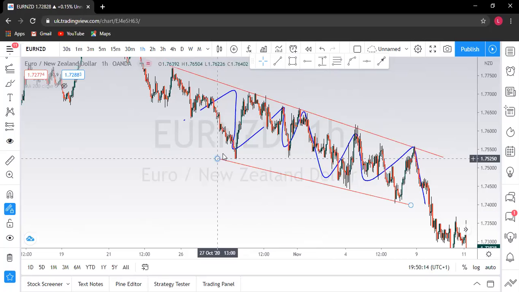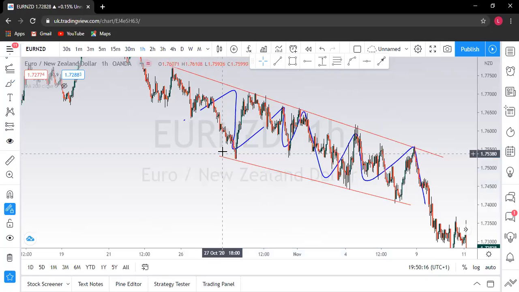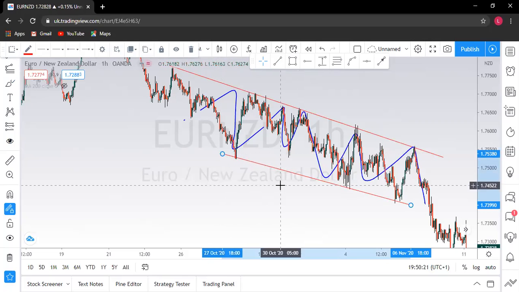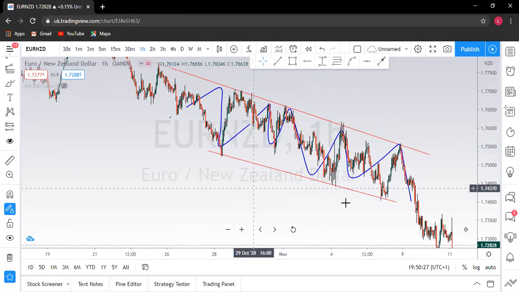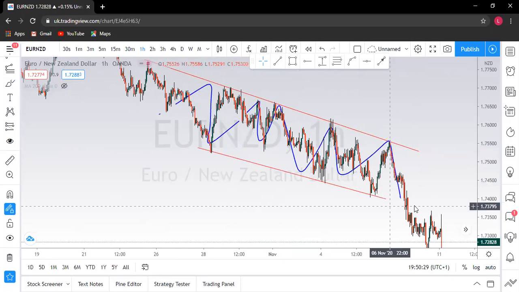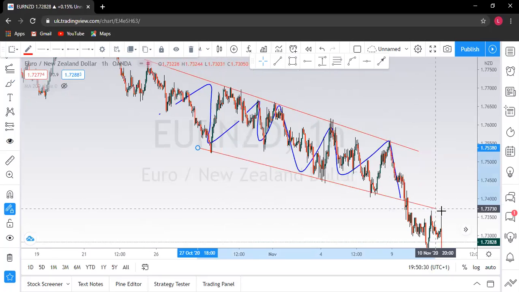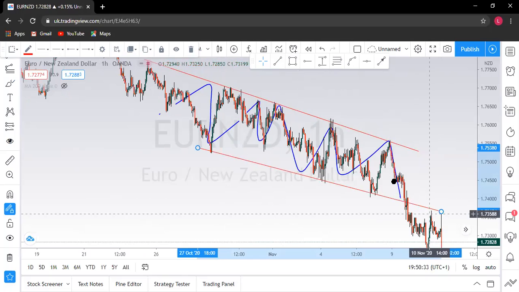So we have three touches on this too. Can you see? We have three touches on this. One, two, three. Then the market decided to do what? The market decided to break it and did what? It came back to the retest.